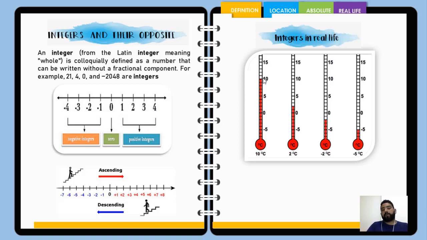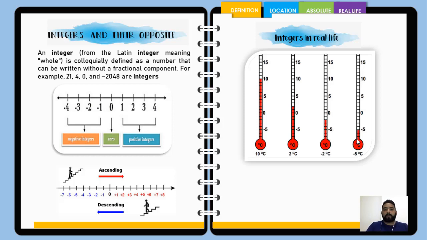Remember that we apply integers in real life. For example, we can find them in a thermometer, because in this one the temperature is 10, the temperature is positive 2, the temperature is down from 0, so it's negative 2, and in this case the temperature is down from 0, that is going to be negative 5.